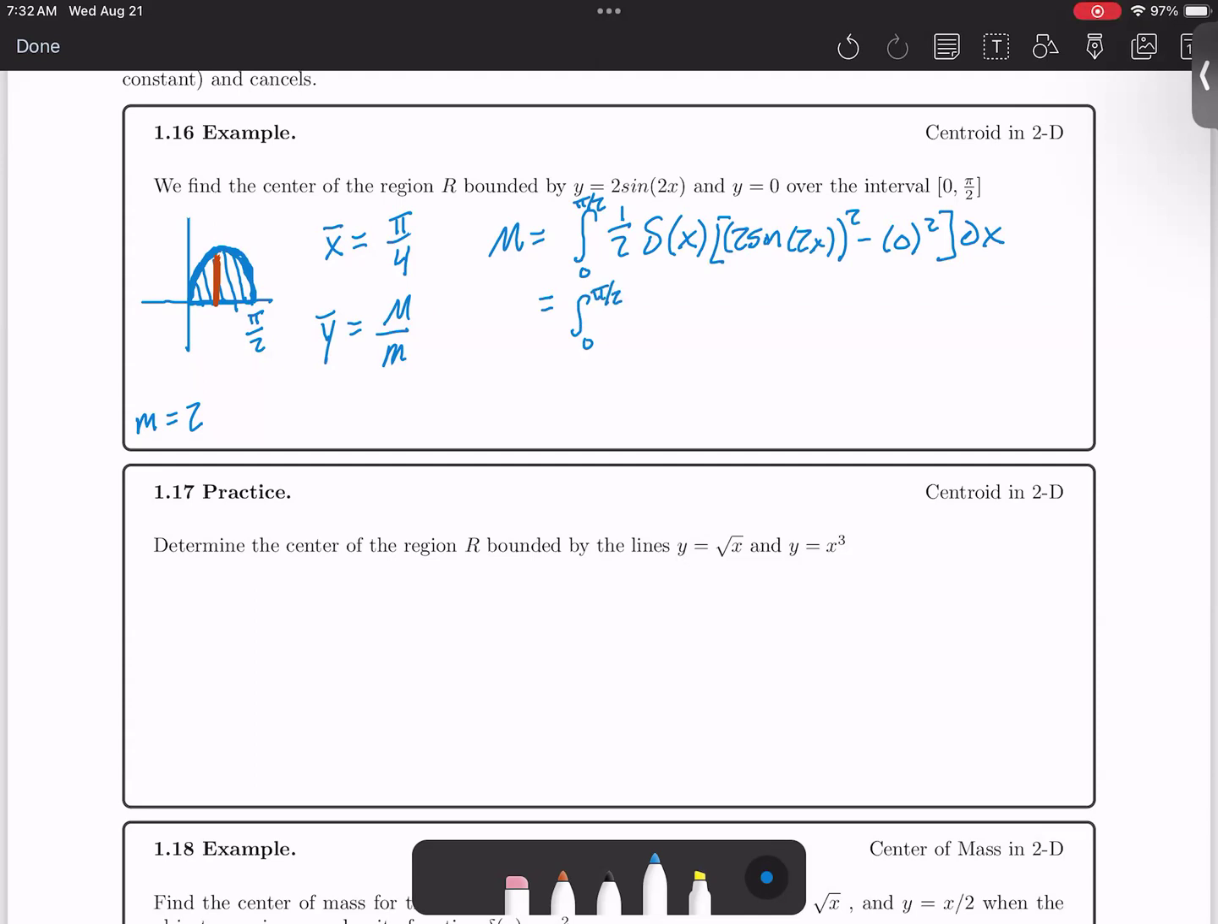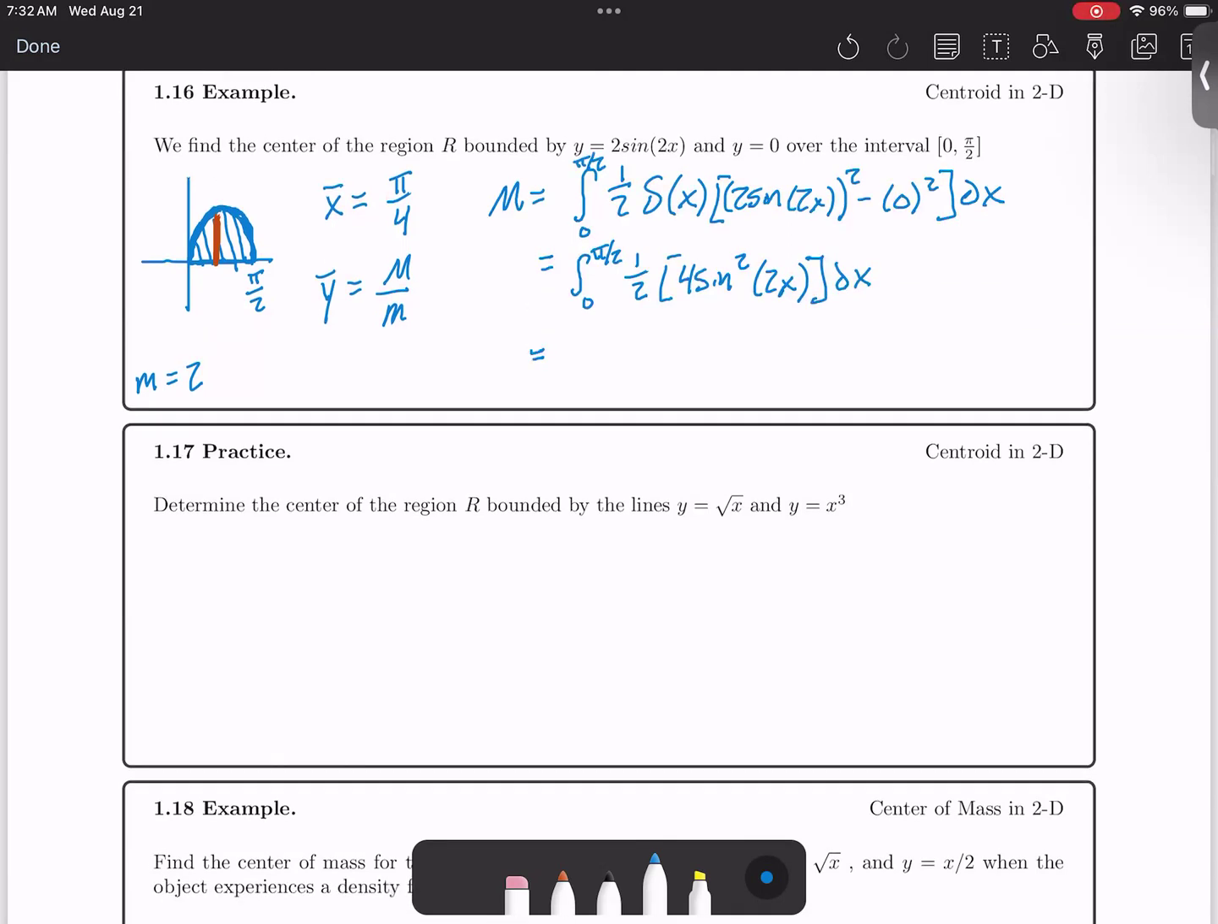All right. So running through this integral, I've got a 1/2. Our density function is a constant. It doesn't matter. You can think of it as 1. 2 sine of 2x squared is going to be 4 sine squared of 2x. And then minus 0 squared is minus nothing. That 4 times the 1/2 is going to give us a 2 that we can bring outside of the integral.